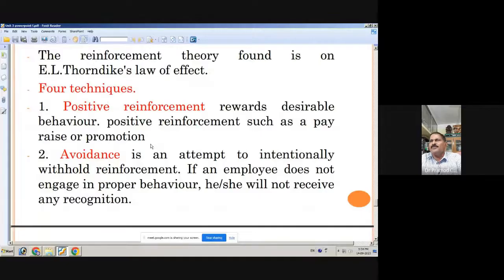One is positive reinforcement, the rewards for desirable behavior. Positive reinforcement means we must increase the salary of the people. We must give promotion for the best work of the employees.